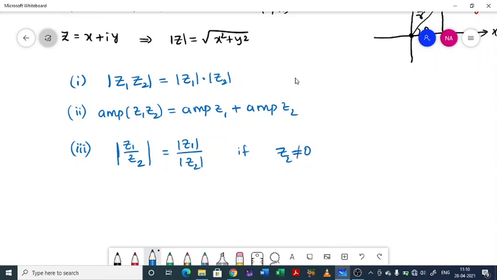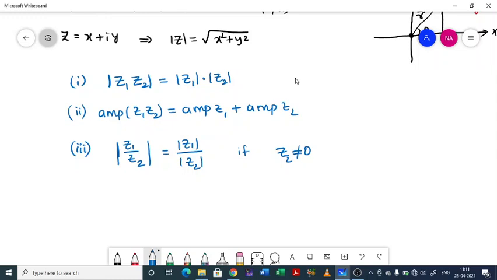When do you say that a complex number is non-zero? If either its real part or imaginary part is non-zero. If both real and imaginary parts are 0, then we call that the zero complex number. So 0 is a complex number and a real number, everything the same. There is no difference between them.